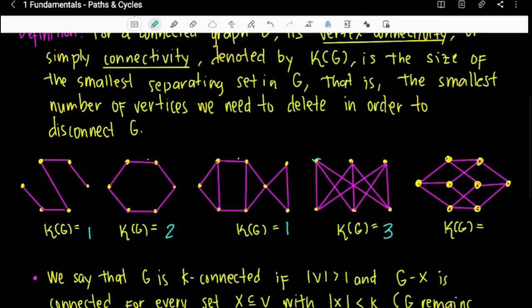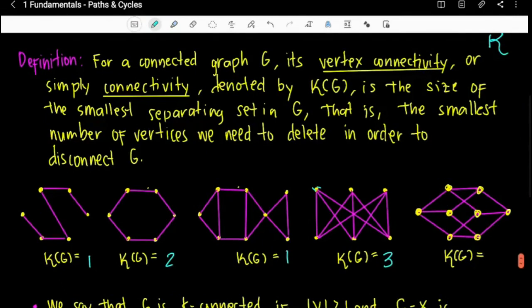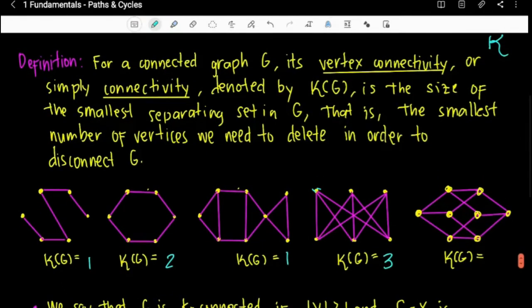So anything lower than that, connected pa rin. Okay? So that's what you mean by vertex connectivity. It's the size of the smallest separating set. Anything smaller than that will not make your graph disconnected. How about the last graph?